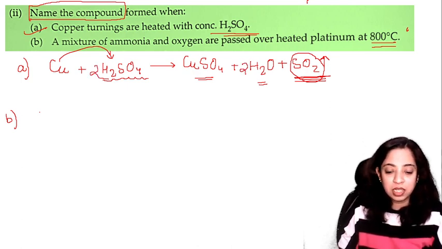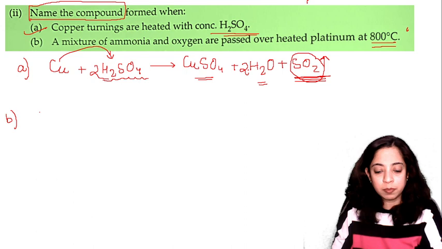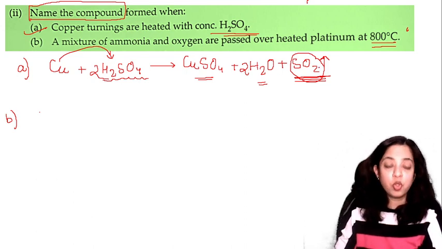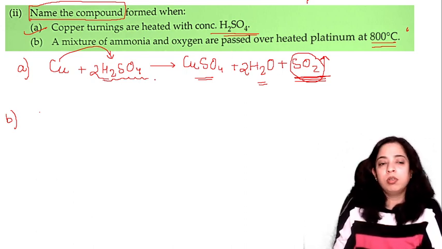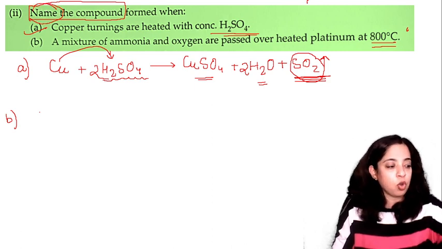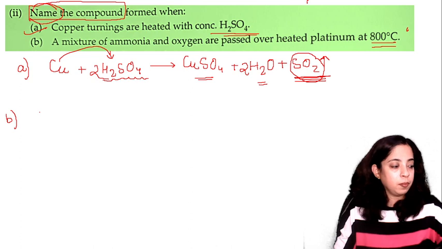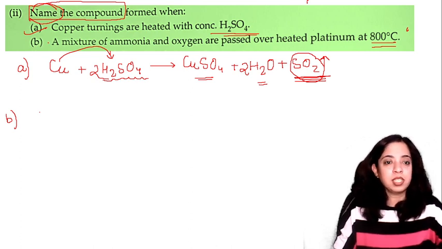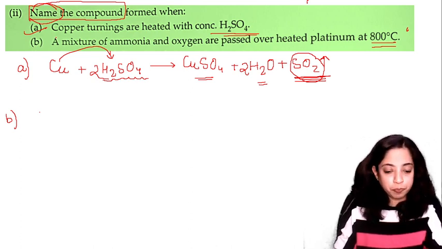See, like this, yeah, it is balanced down. So you have to balance also, but right now they have just told you to name the compound. So even if the balancing is wrong, that's okay. Okay. Now let's see a mixture of ammonia and oxygen.